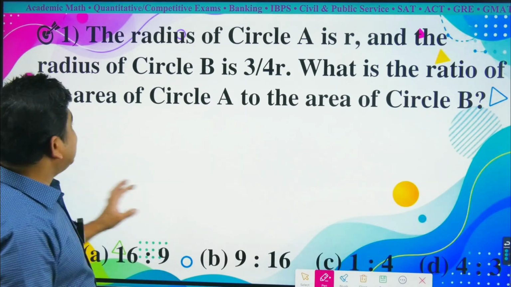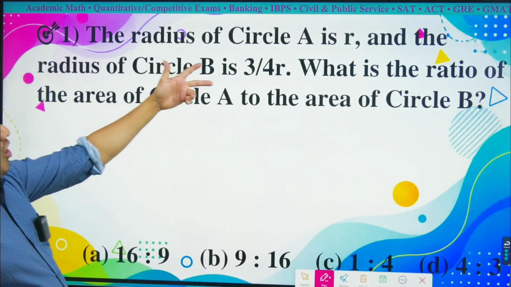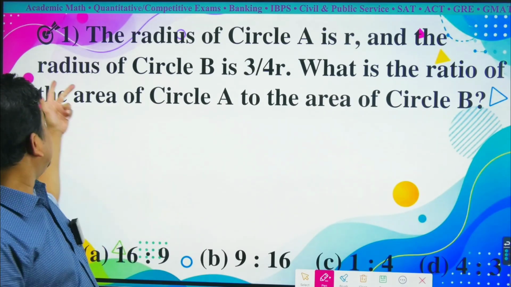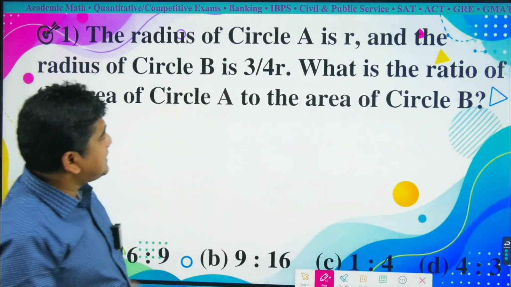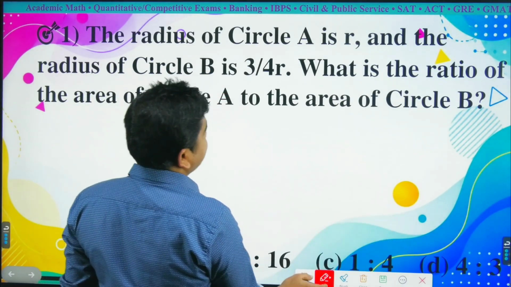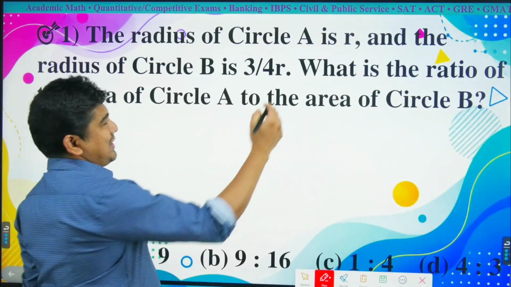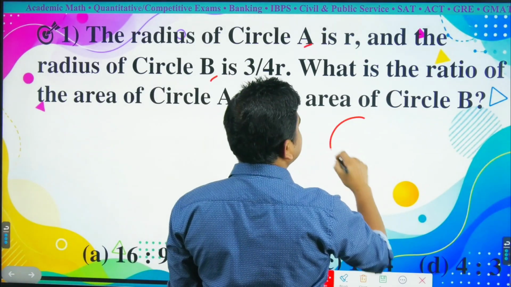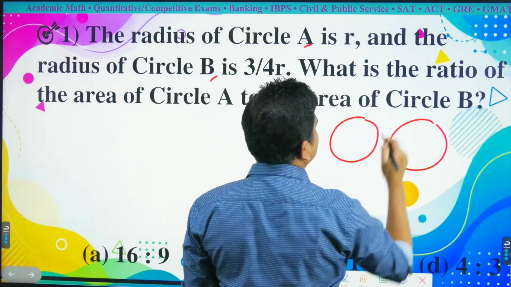Today our topic is ratio. The radius of circle A is R and the radius of circle B is 3/4 of R. There are two circles, A and B, like this one circle and this one another circle.